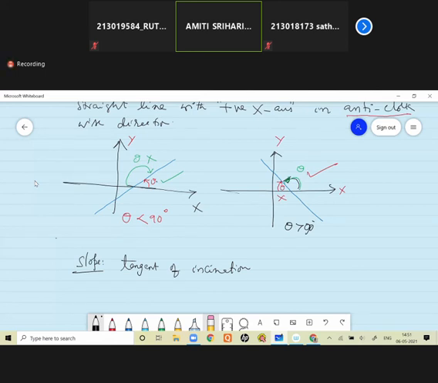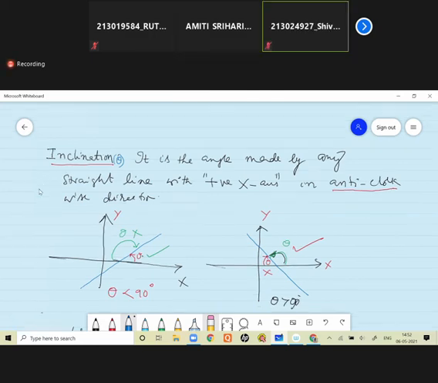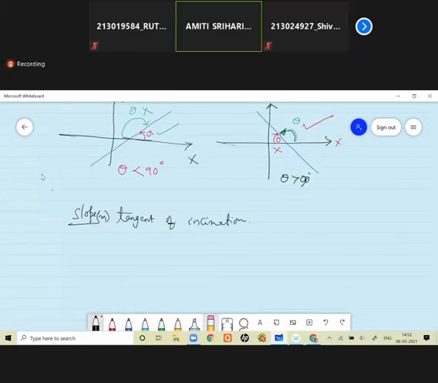Now, if theta is given, it is clear now. One minute. The slope is m. Inclination is theta. Okay, children? Now m is equal to tan theta.